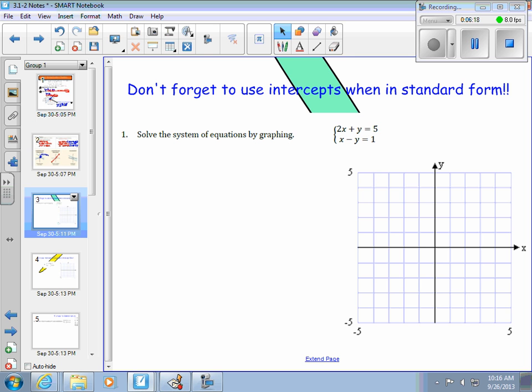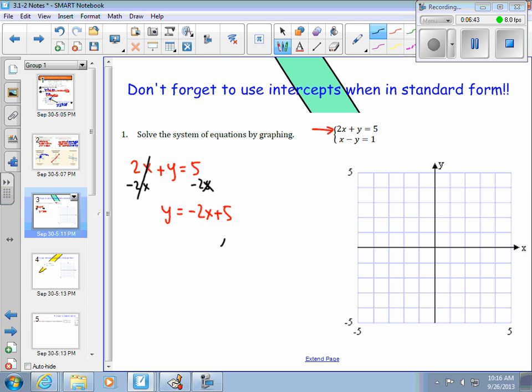Let's do slope-intercept first with this first line. So we're going to graph this one, we're going to get it in slope-intercept form. Now remember, when you get in slope-intercept form, you want y by itself. So we want to subtract this 2x from the other side to get that to cancel. So we get the equation y equals negative 2x plus 5.